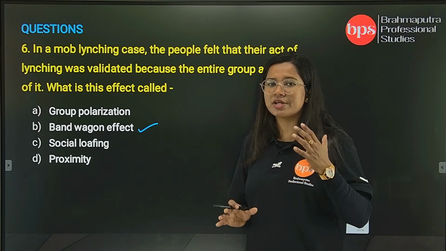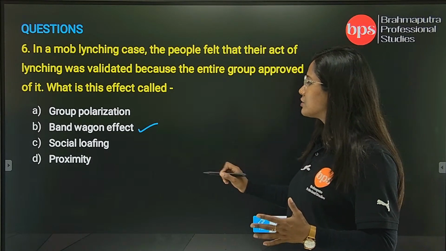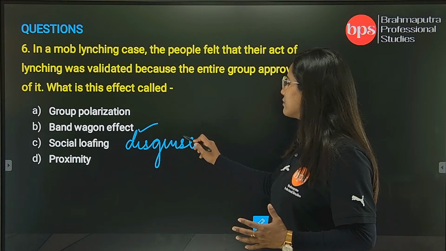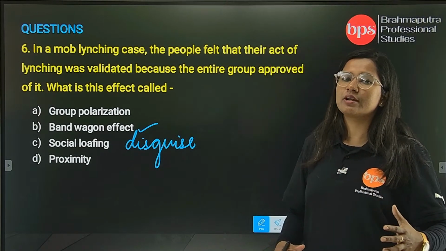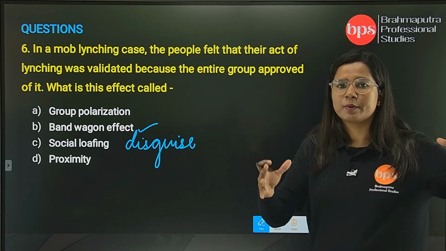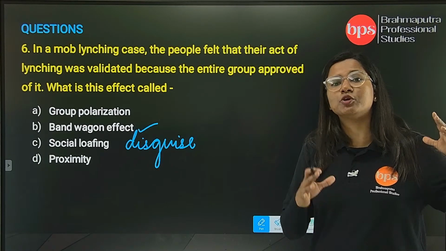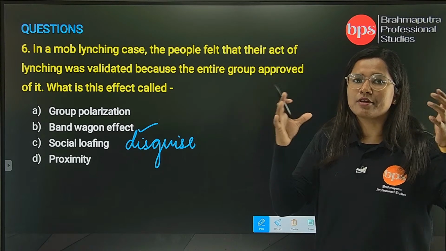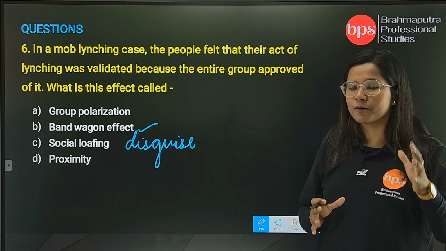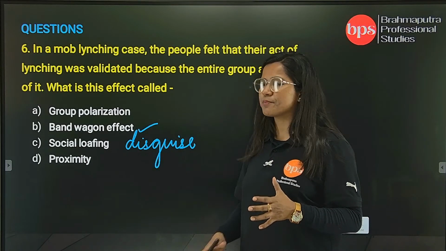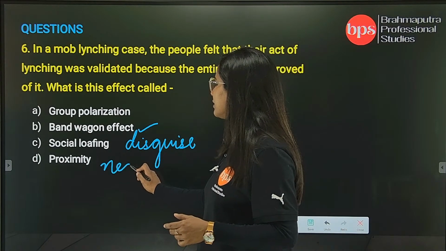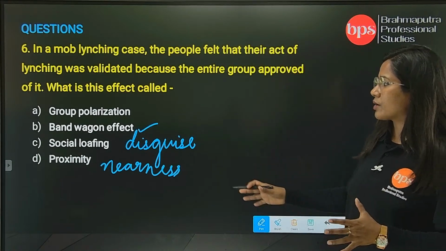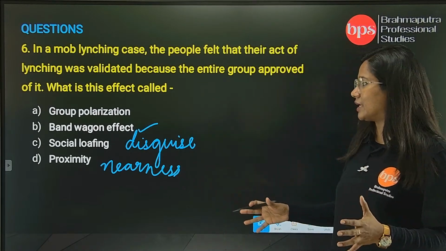Next we have social loafing. The option social loafing is actually in disguise. So this is not an option which will apply to this question, because social loafing is where you are in a group, you are not involved in any work, but you are in the group and so you are availing the benefits of the entire group. That is called social loafing. Next we have proximity. Proximity is actually related to nearness. Who is near? So option C and D are not valid.